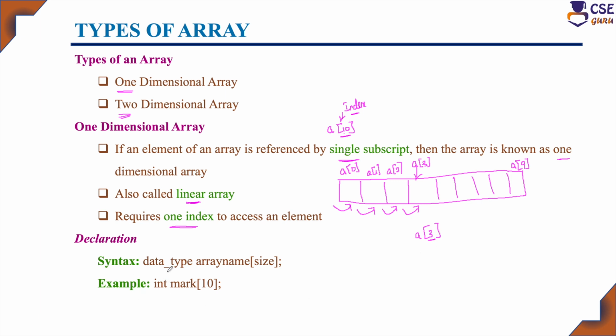So declaration is data type, array name and the size of the array. For example, data type integer, array name here is mark. Within the square bracket, you have to specify the size. So 10 is the size of the array. So this is the declaration and example.